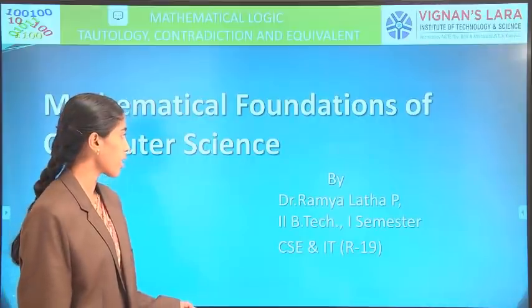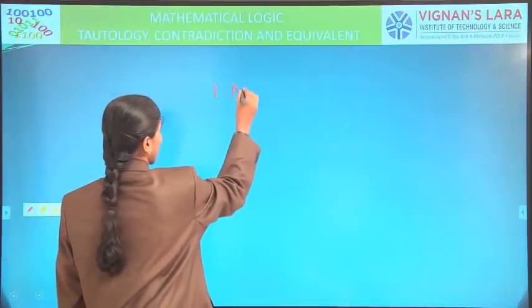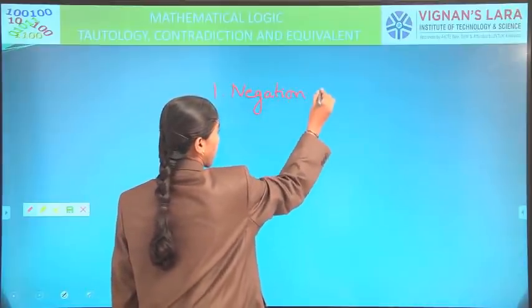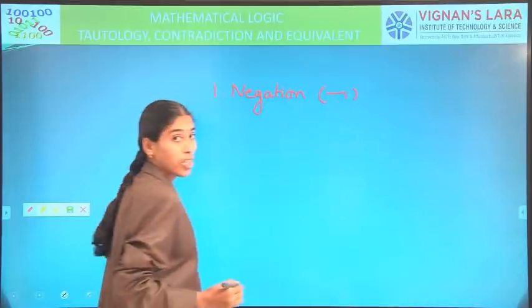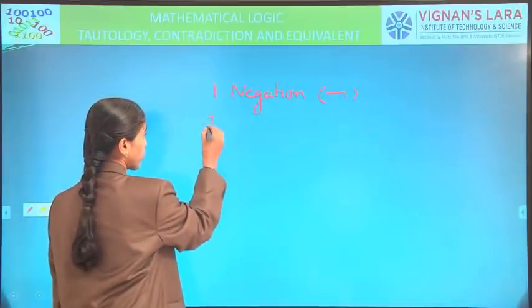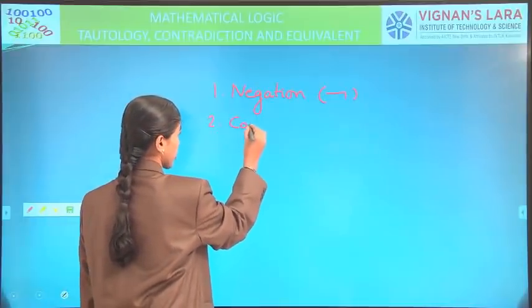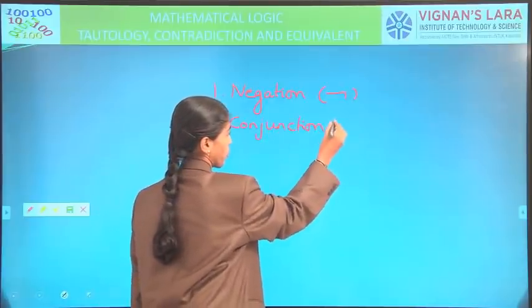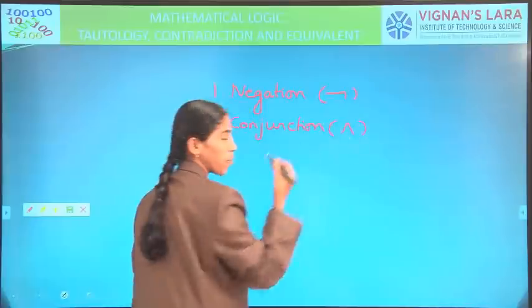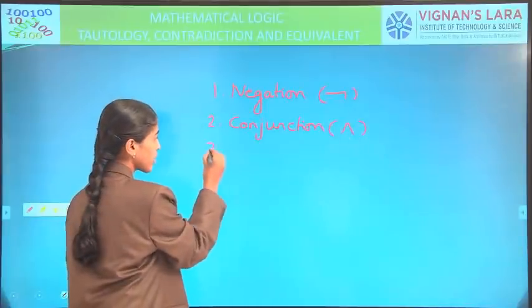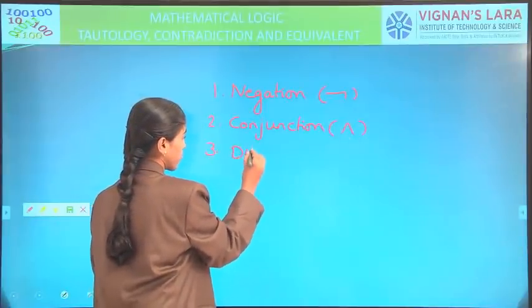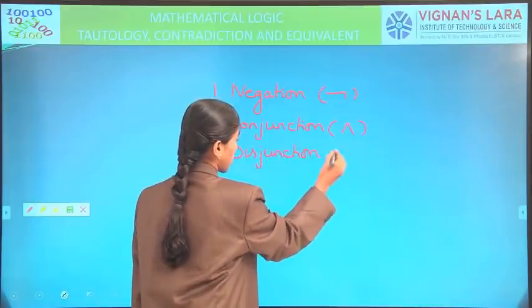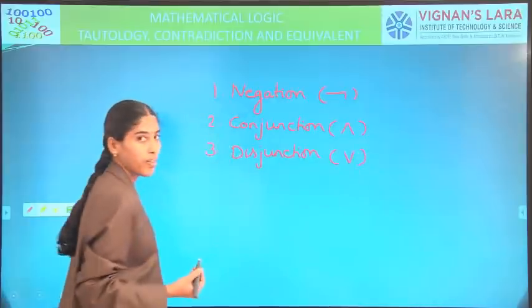What are the logical connectives? The first one is negation. It is a unary operator, and the second one is conjunction. The symbol is the AND symbol, we read it as AND. The third one is disjunction. The symbol for this disjunction is OR.